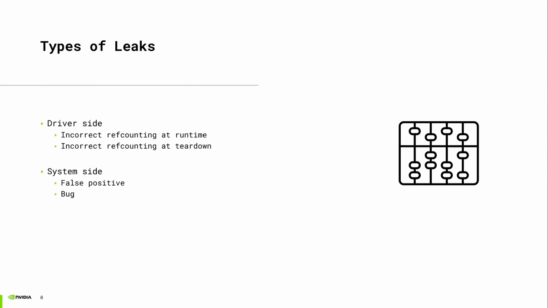Okay, so if you look at the broader picture, you have two types of leaks. You have driver-side leaks, either at runtime or at queue teardown, or system-side, which is like a false positive, or maybe a bug. But that's not very likely unless there were some very recent changes that touch this path.